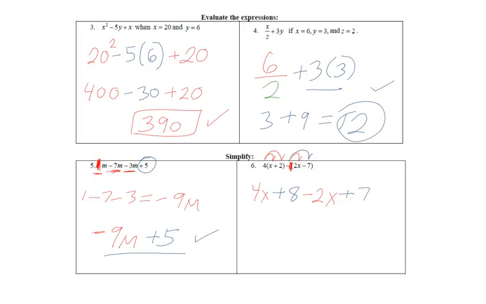At this point, what we will do is combine x's with x's, numbers with numbers. So first, 4x minus 2x is 2x. So that's one answer. And then 8 plus 7 is 15, the other answer. 2x plus 15.